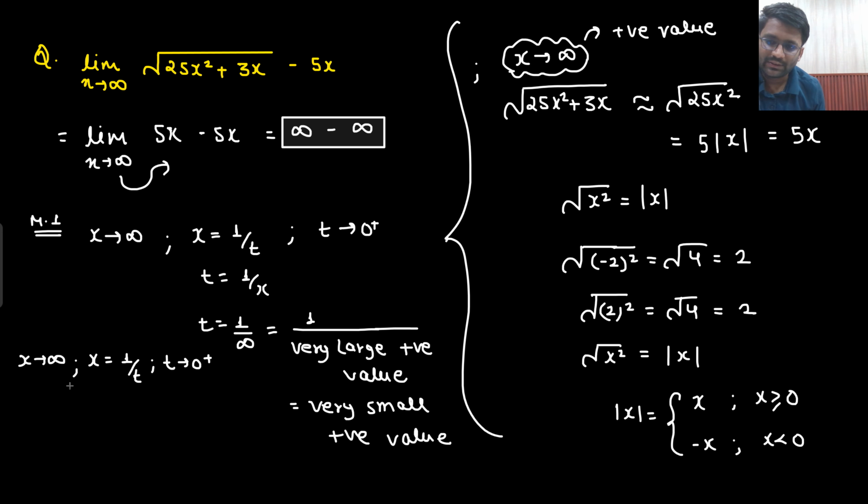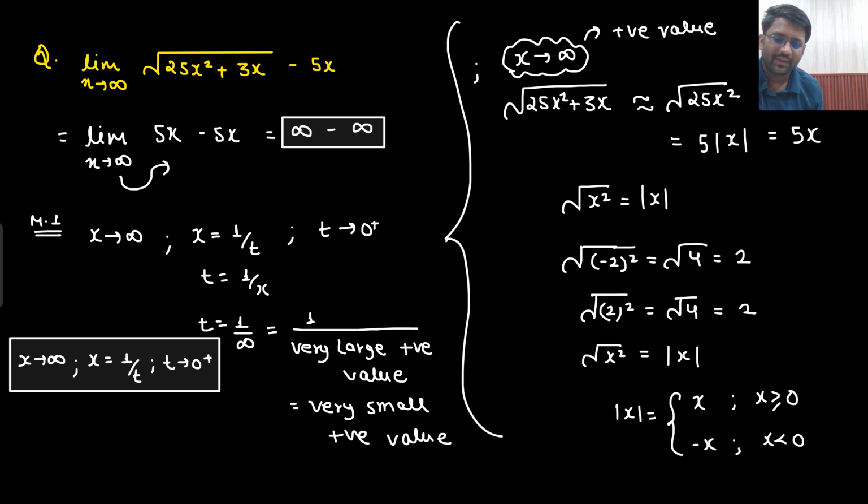Always remember it. We will do this kind of approximation a lot of times. Basically we will do this kind of replacement a lot, that in place of x we will put 1 by t, just to make the limit t tending to 0 plus, not t tending to 0. It will tend to 0 plus. Is that understandable to you or not? Because x is tending to infinity, that means it was already a very large positive value. So 1 by a very large positive value means t will tend to a very small positive value. That means t will tend to 0 plus. Is that understandable to you or not?